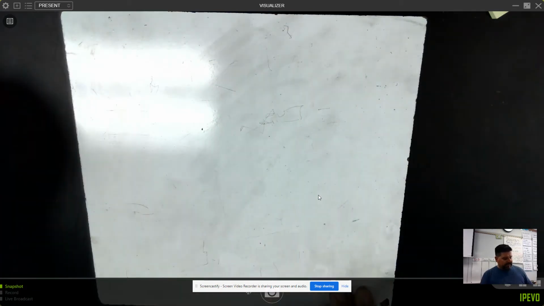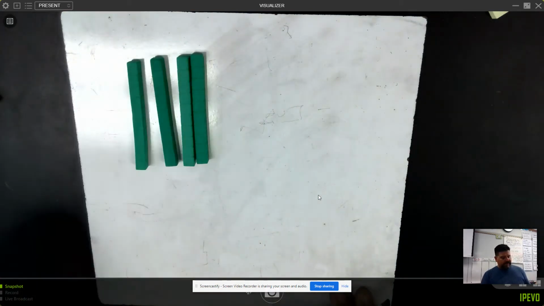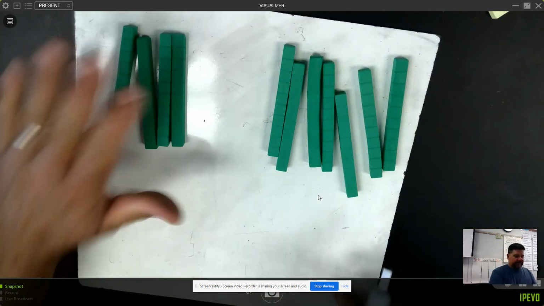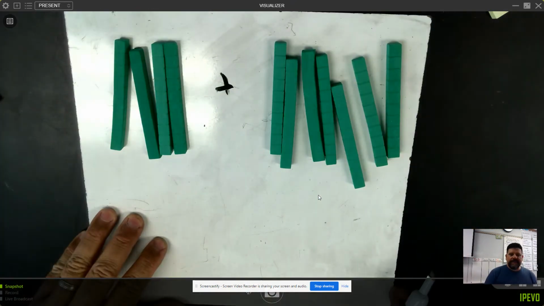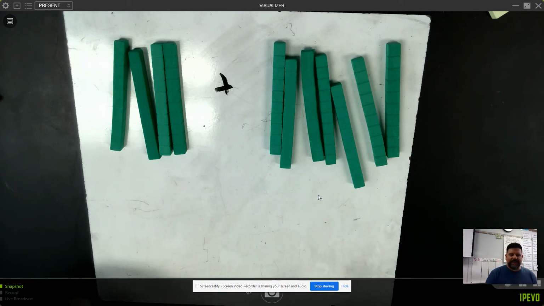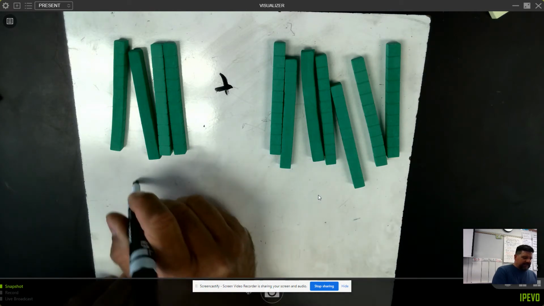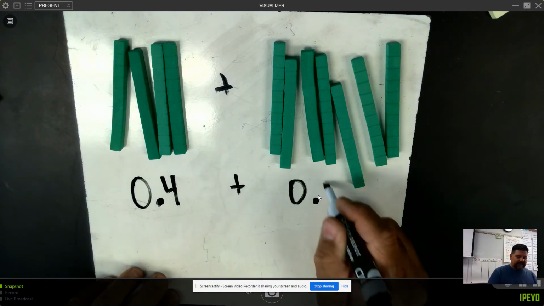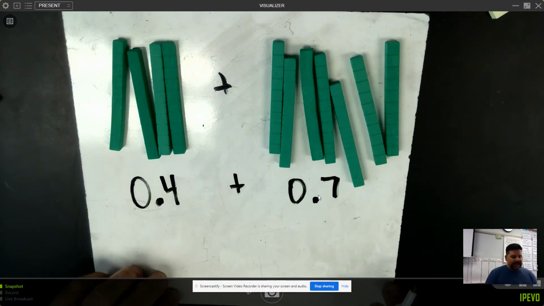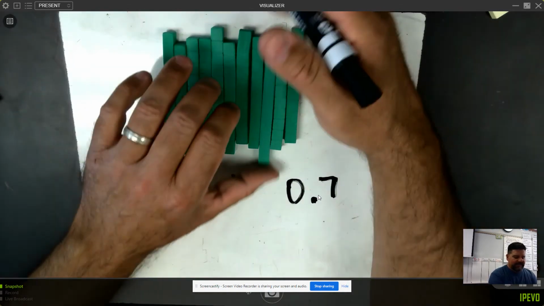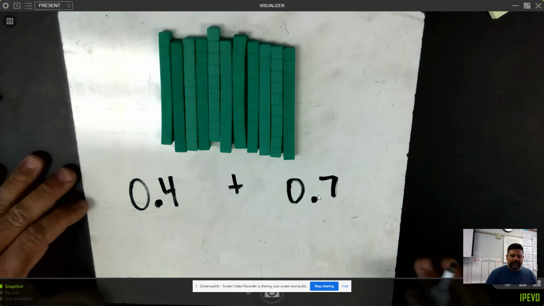Here's the expression. Go ahead and tell me, what is that expression going to be? If you said 4/10 plus 7/10, you got it right. If we want to add these, we're going to combine these. And when we combine these, the question is, how many are there total?